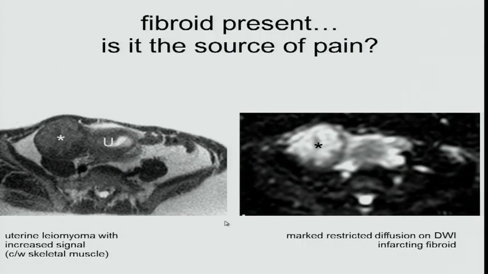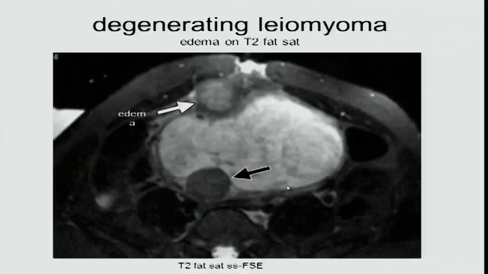Okay, so she's got a fibroid. Here's her uterus. Here's the endometrial canal. Here's an exophytic subserosal fibroid that showed restricted diffusion on DWI, so you know there's acute edema. So if the fibroid is undergoing degeneration, that can be a source of significant pain.